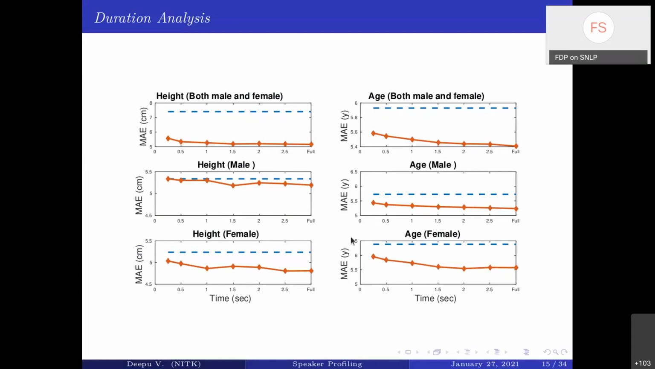Whereas for female speakers, we are assuming that this is because there are fewer female speakers. The trend is you still need almost 3 to 4 seconds of speech to get to the full performance of the system.